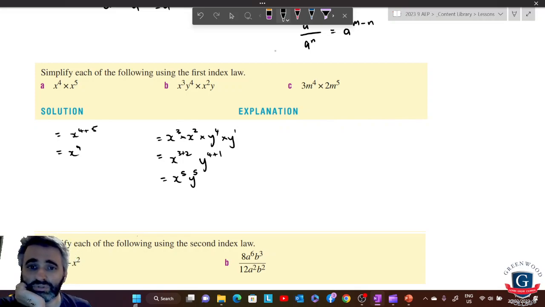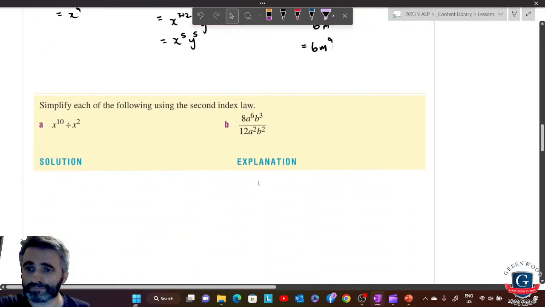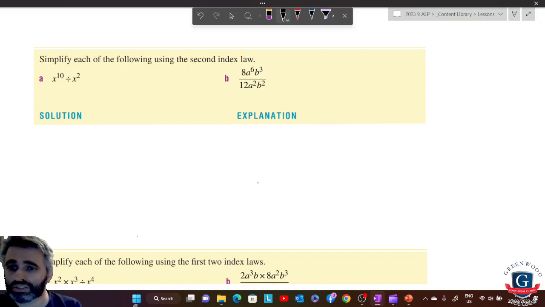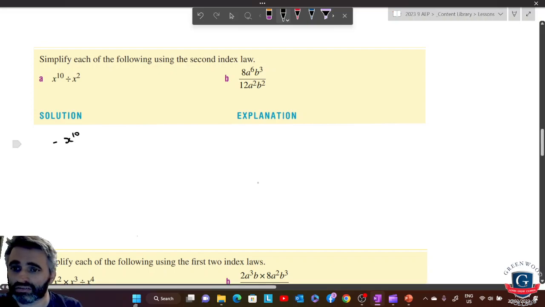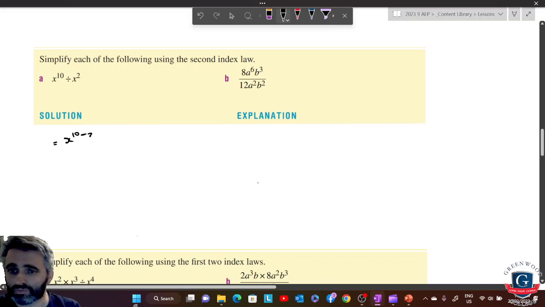In this case, we can multiply the coefficients together and multiply variables. So that will give us 6m to the 4 plus 5, which is 6m to the 9. Working with the first two laws is nice and easy. Let's do some work with the second law now. So x to the 10, take x to the 2, then take 2, which is x to the 8.